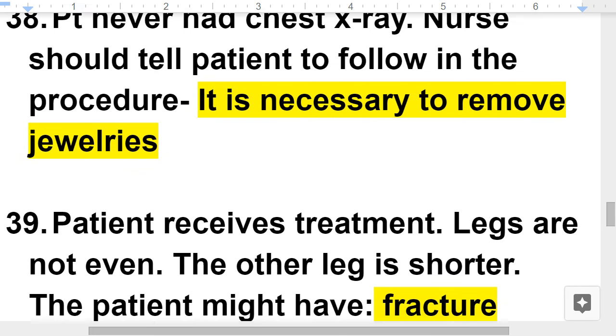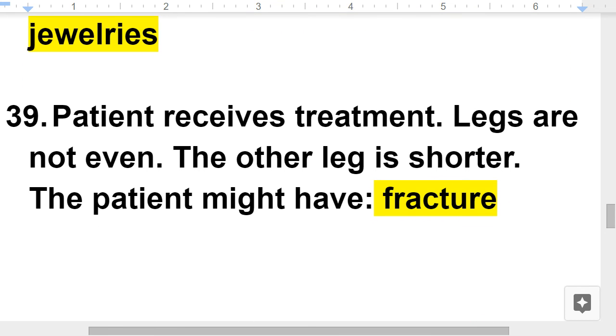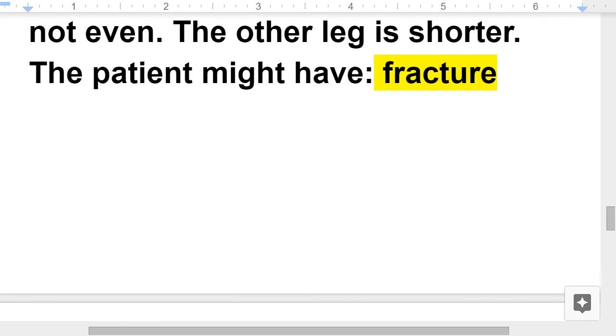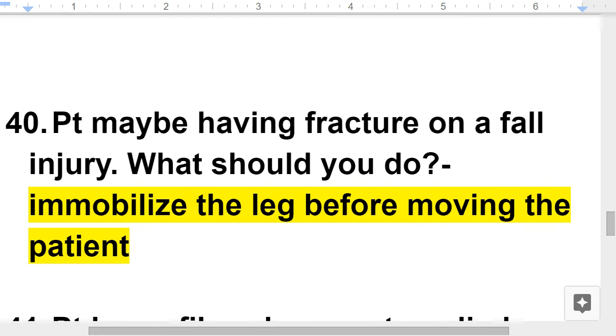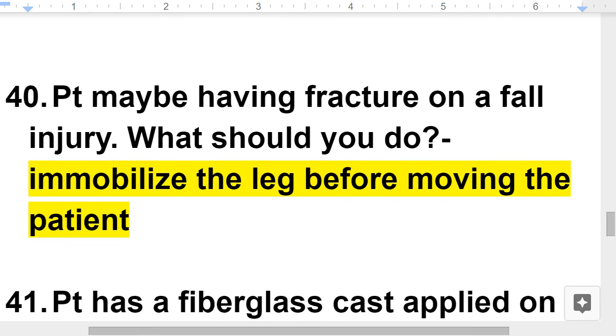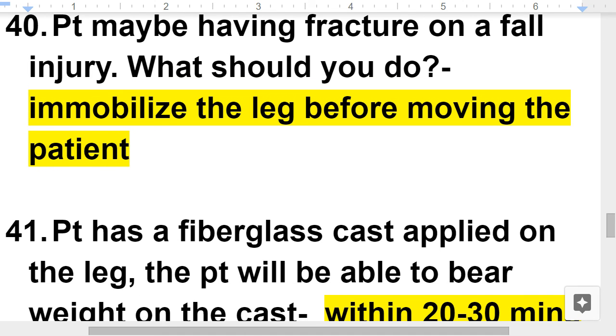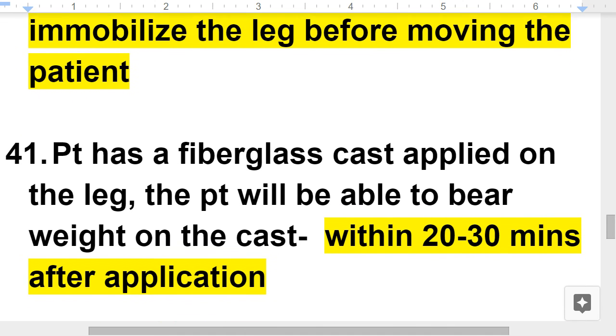Patient receives treatment. Legs are not even; the other leg is shorter. The patient might have what? Fracture. A shorter leg might be an indication of fracture. Patient may be having a fracture from a fall injury. What should you do? Immobilize the leg before moving the patient.